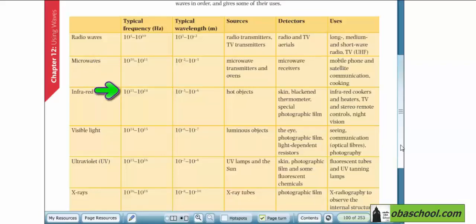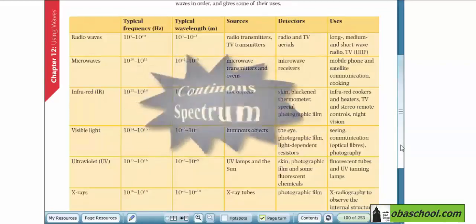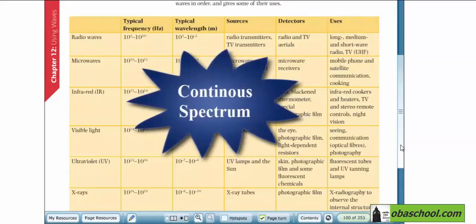The same is applied for the wavelength. Each type propagates with a range value of wavelength, as you can see, in sequence between each type and another. And that's why they're called continuous spectrum. We will discuss each type of electromagnetic waves that are tabulated here in detail, along with their sources, detectors, and uses in further videos.